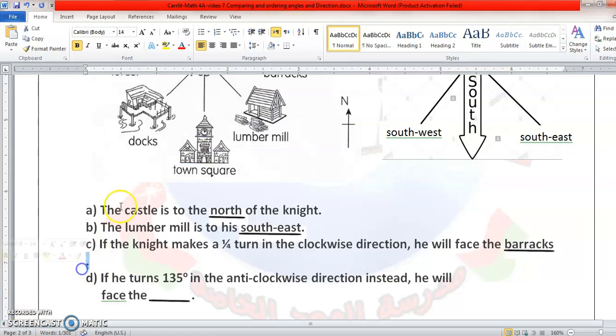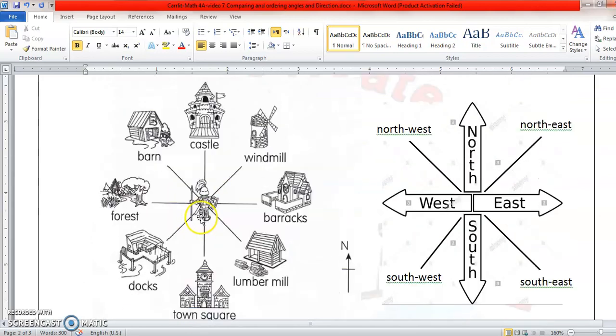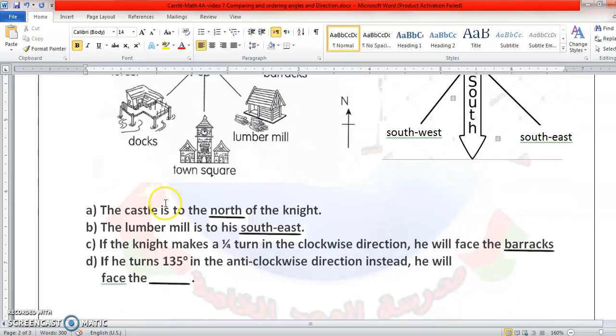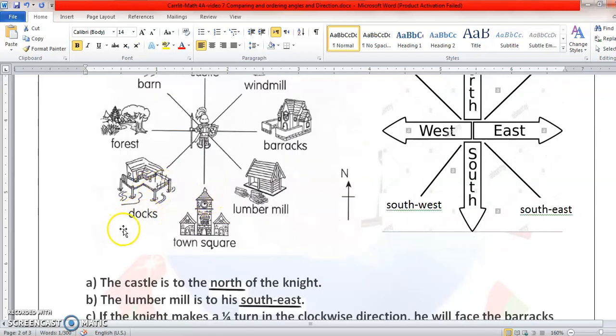Now, let's answer question D. If he turns 135 degrees in the anti-clockwise direction instead, he will face the blank. Okay, we know that anti-clockwise is moving to the left. So we know that a 1/4 turn is equivalent to 90 degrees. How about 135 degrees? We know that this is 90, and half of 90 is 45 degrees. So 90 plus 45 is equal to 135 degrees. So 135 degrees is from here, north, up to here. So the knight will face the ducks.